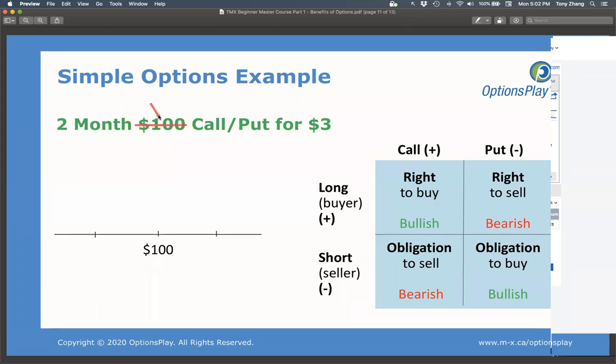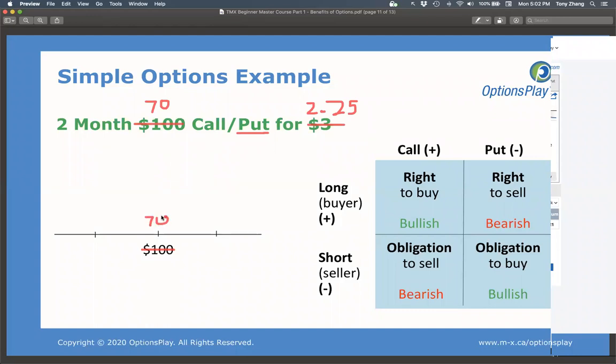The same $70 put option here. Instead of buying a call, we're buying a put option. And instead of costing $3, this costs $2.20. Before, the call option cost $1.50. Here, this costs $2.25. So let's take a look at this.